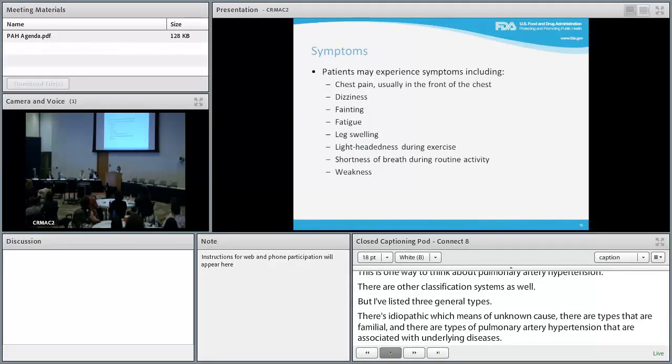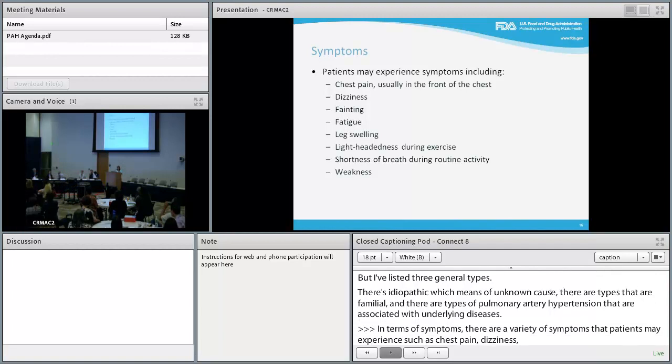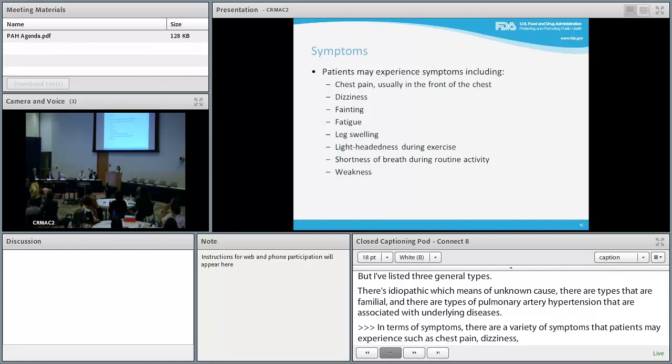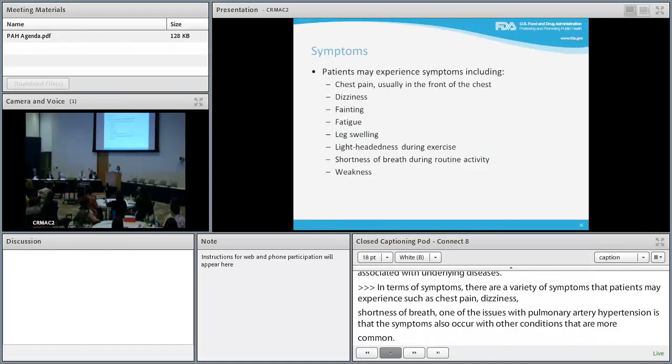In terms of symptoms, there are a variety of symptoms that patients may experience, such as chest pain, dizziness, shortness of breath. One of the issues with pulmonary artery hypertension is that these symptoms also occur with other conditions that are more common. So it might be that you go see a doctor with some of these symptoms and you get diagnosed with something else first, because there are other conditions that occur more commonly.